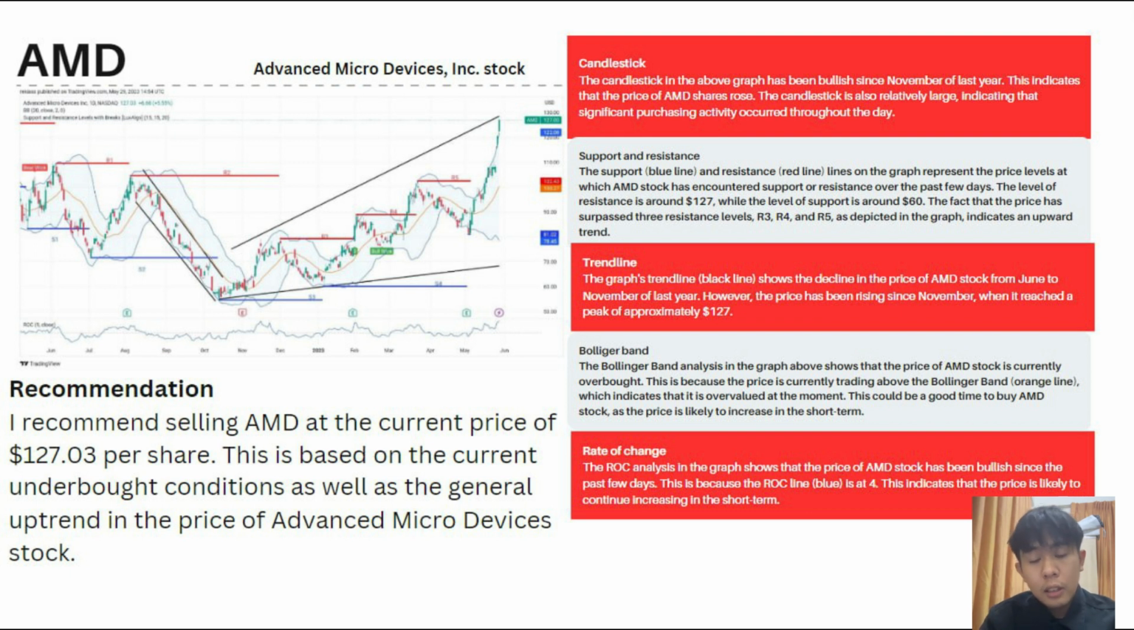The graph rate of change analysis demonstrates that the price of AMD stock has been rising in recent days. This is due to the fact that the ROC line, blue, is at 4. My recommendation is to sell AMD at the present share price of $127.03. This is based on Advanced Micro Devices stock's currently overbought condition, as well as the overall rise in its price.